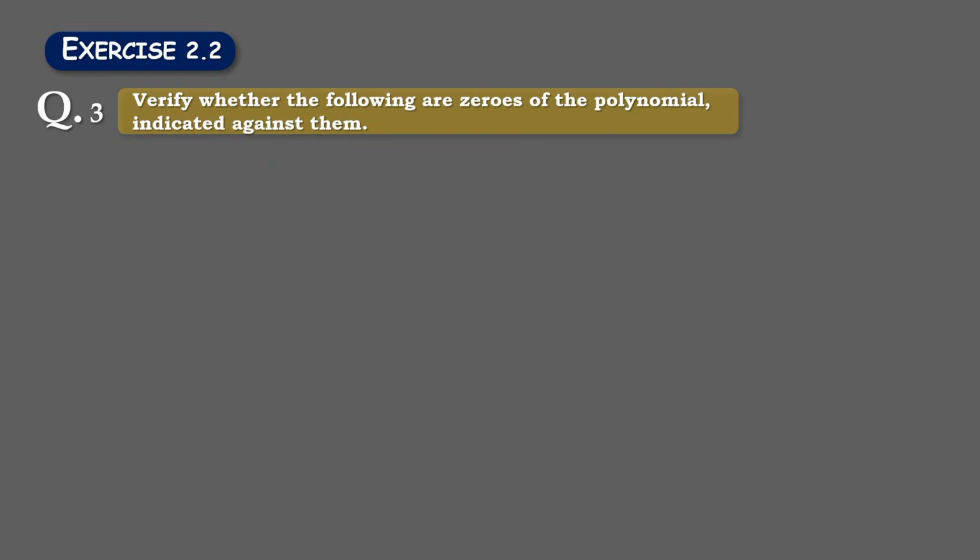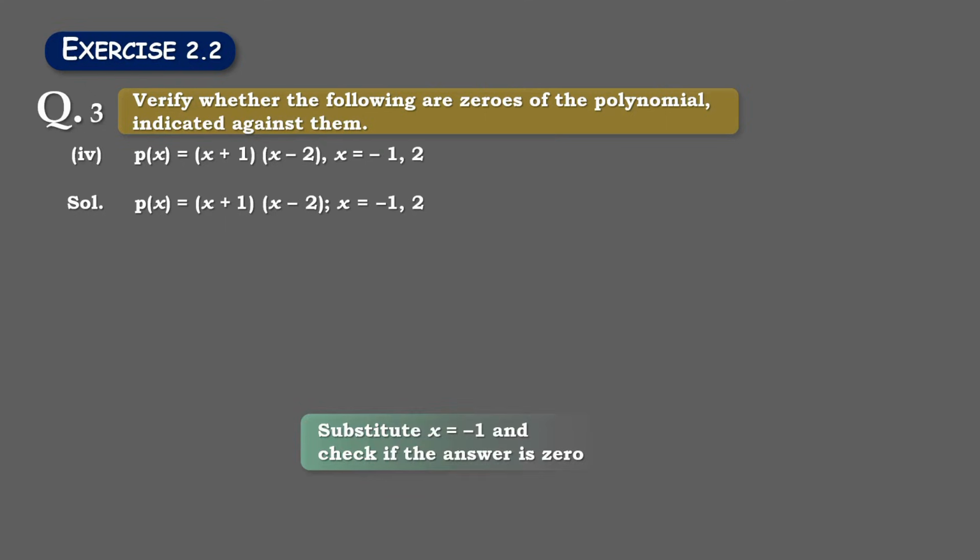Let us verify whether the given numbers are zeros of the polynomial. The given polynomial is p of x equals x plus 1 multiplied by x minus 2. The given values of x are minus 1 and 2. First, we substitute x equal to minus 1 in the polynomial. After substitution, the first factor becomes 0 and the second factor becomes minus 3.